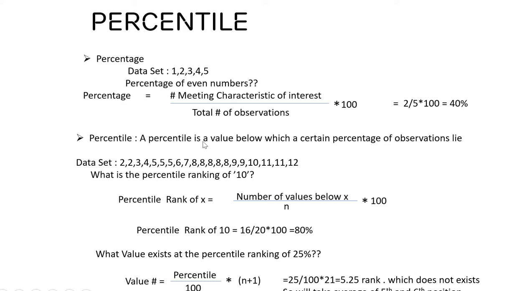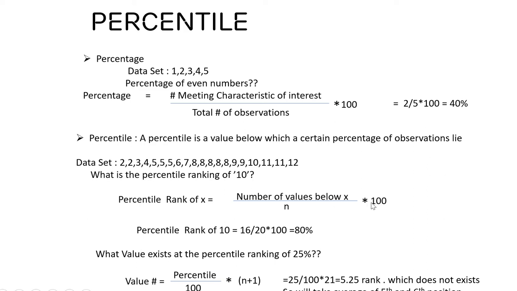A percentile is a value below which a certain percentage of observations lie. Here, I have taken an example. Let's say you have a data set like this: 2, 2, 3, 4, 5, 5, 5, 6, and so on. If I am interested to see the percentile rank of the number 10, you can see number 10 is over here. So what will I do? I will count the number of elements below number 10 and then divide it by the total number of observation points in my given data set. So the percentile rank of x will be equal to the number of values below x divided by n into 100.